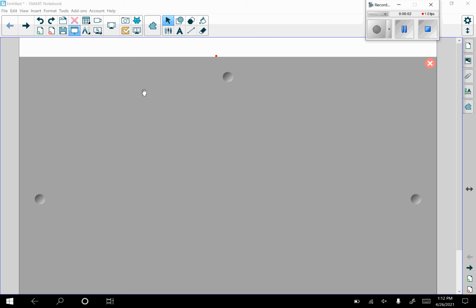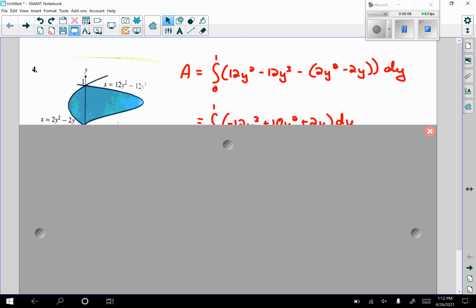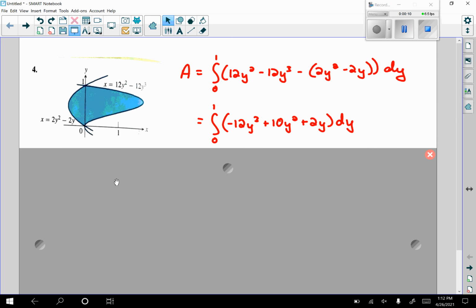Here are the solutions to pages 380, 381, 410, and 18. So for number 4, we definitely want to set up the integral with respect to y. So remember, we're changing the axis we're looking at here.